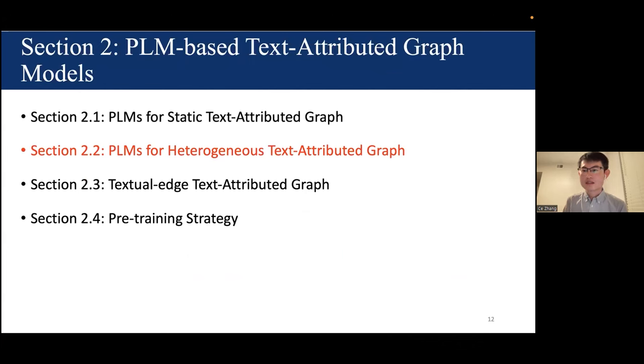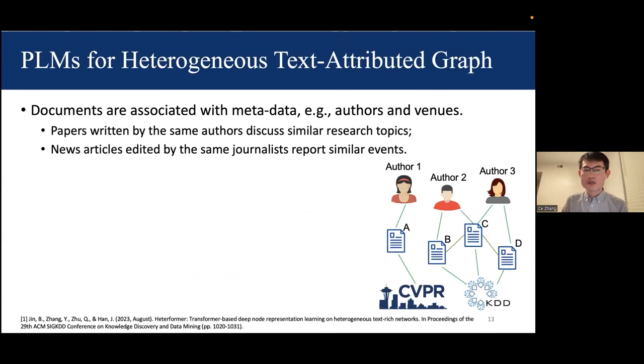Now let's look at the second subsection. It's about pre-trained language model for heterogeneous text-attributed graph. So sometimes documents are associated with metadata, right? For example, documents have authors who write the document and venues where the document is published. For example, if documents are academic papers, then papers have authors who write the paper, right? We also have publication venue.